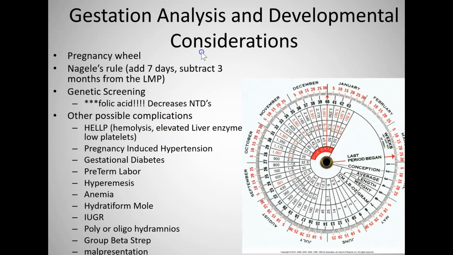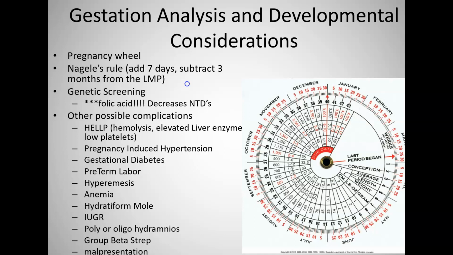Here is the gestation analysis and developmental considerations. Here, you guys, is a pregnancy wheel. Please take a look at it. They have a way to tell you your due date, and I do want you guys to know this. So, Nagel's rule is you get the first day of the last menstrual period, and then you add 7 days and subtract 3 months.